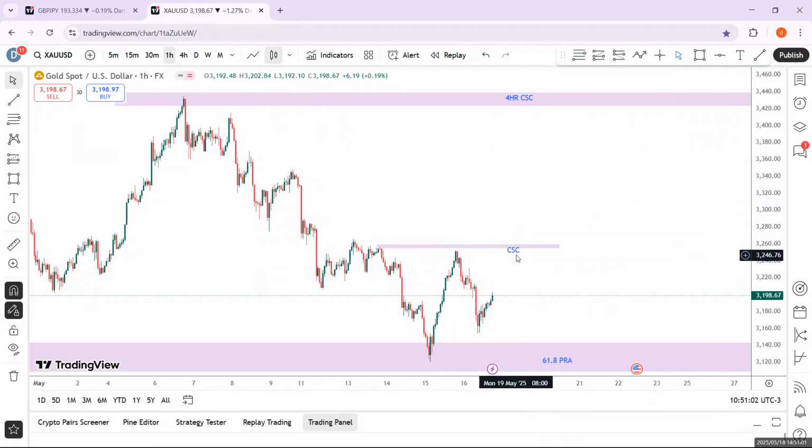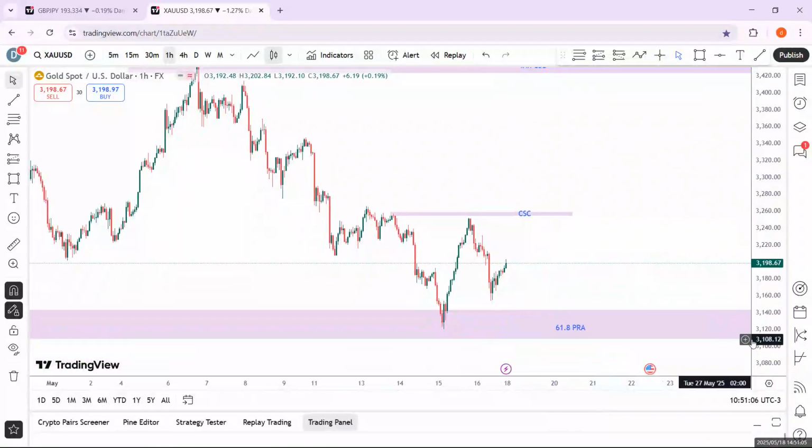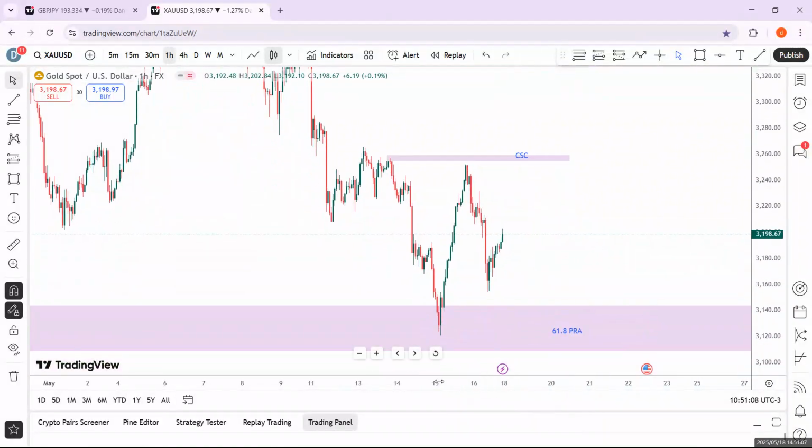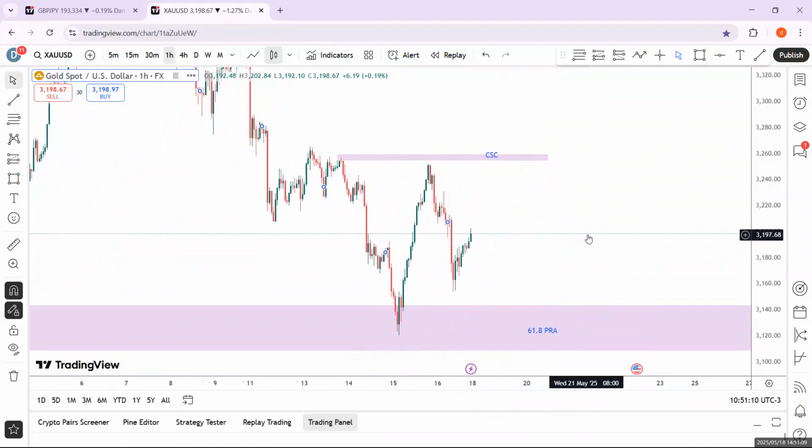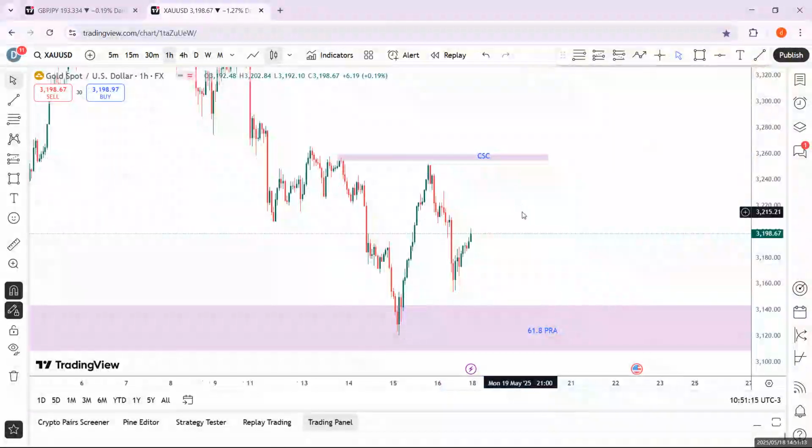And what are we going to do? We are now going to take our opportunity from this CSC to this 61.8 PRA. This would be where we'll be looking for our real-time trade entry opportunity. So now the question is this: how do we get our real-time trade entry opportunity within this CSC to this 61.8 PRA?